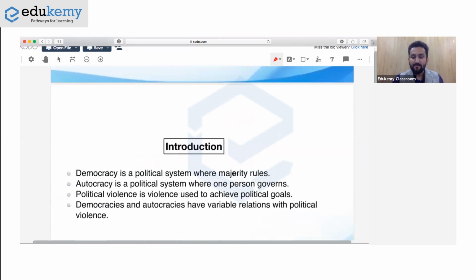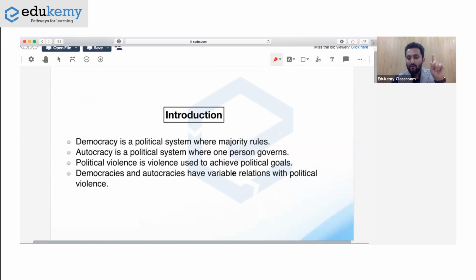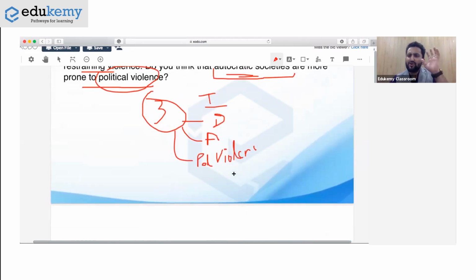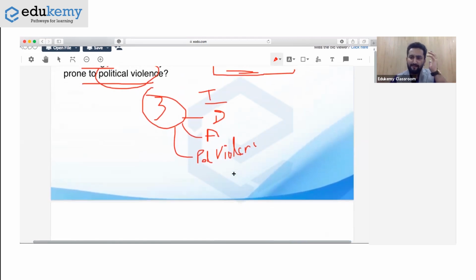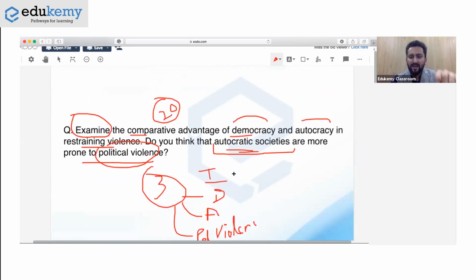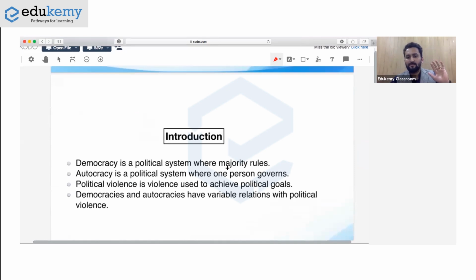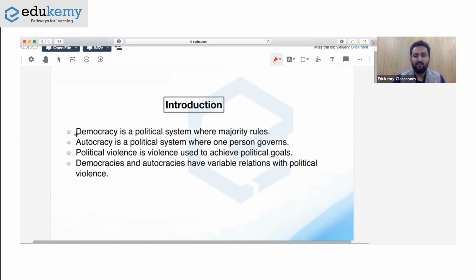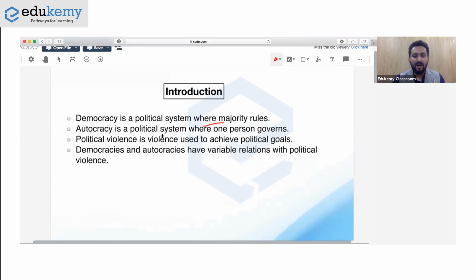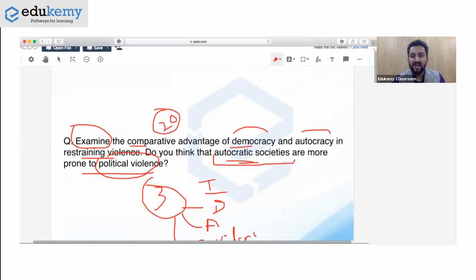Now, I've told you this is a technique which you should learn, that whenever you need to write an introduction, pick the keywords and write something about them in the introduction. For example, democracy is a political system where majority rules. Autocracy is a political system where one person governs. Political violence is violence used to achieve political goals. 3 keywords, expansion.